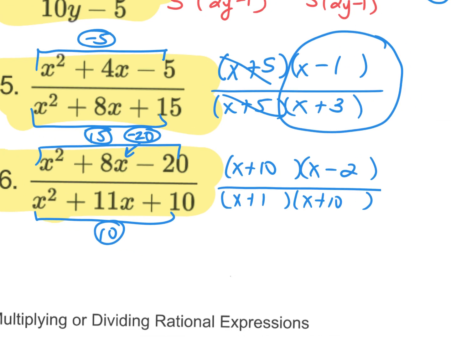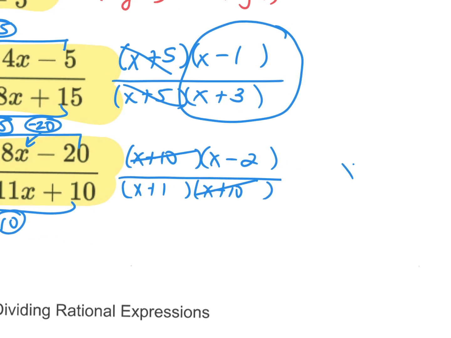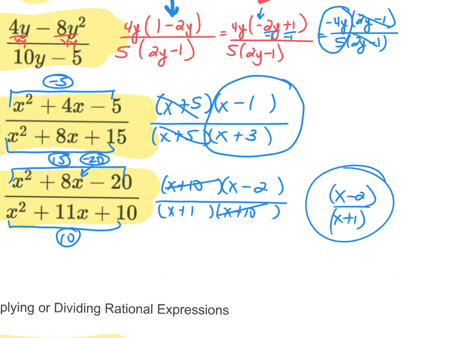Now, do you see anything that is exactly the same on the top and the bottom? The X plus 10s. So you're left with on the top, X minus 2 over X plus 1. All right, very rarely, guys, when you're asked to simplify or multiply and divide, do you factor and nothing cancels? So if you're confused about what signs to use, you can use what you've already factored to give you a guide.